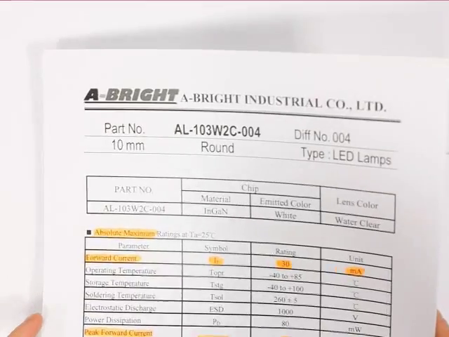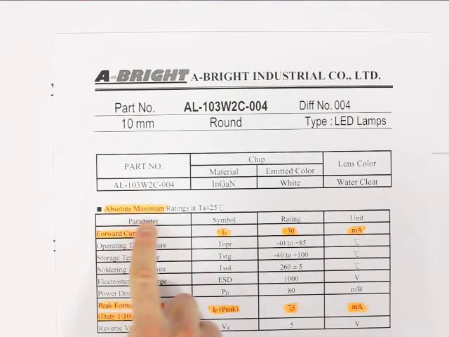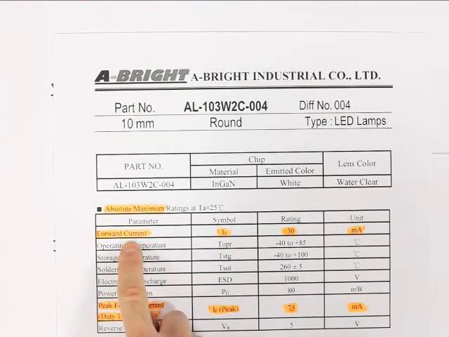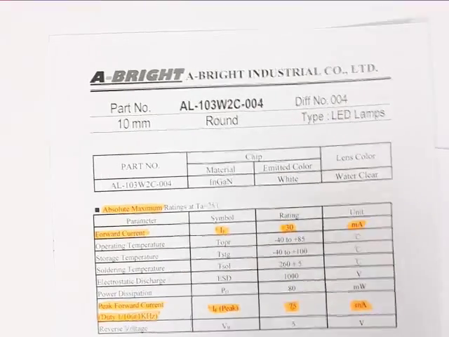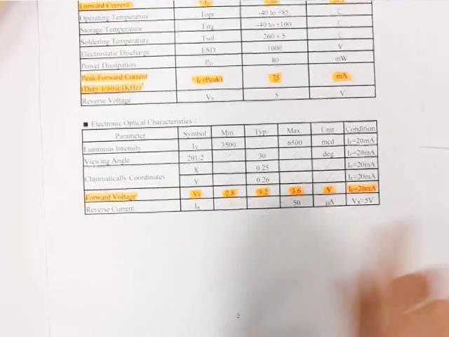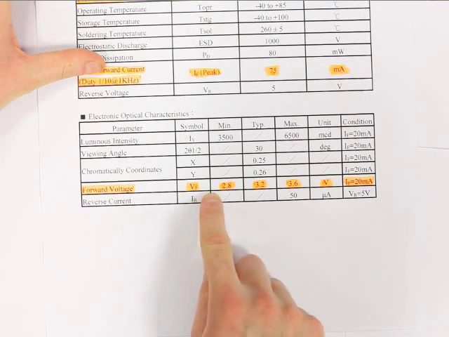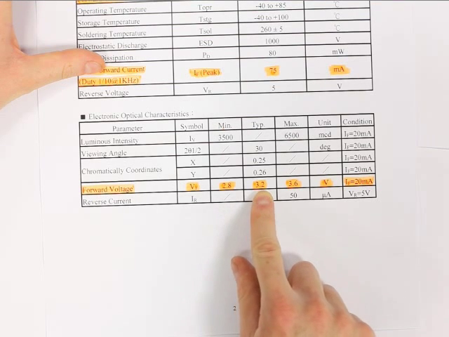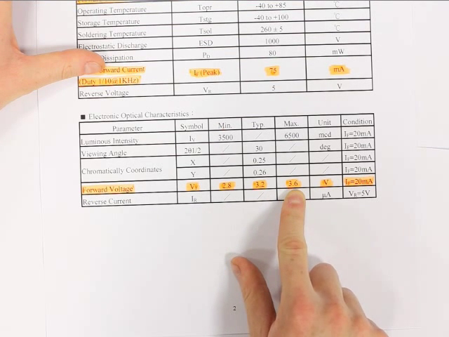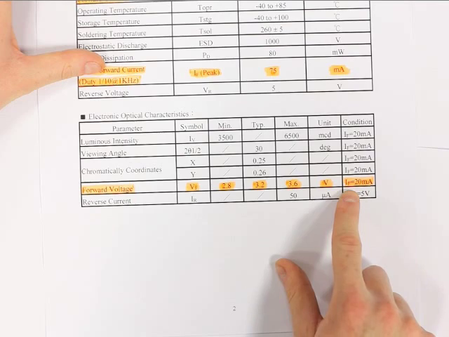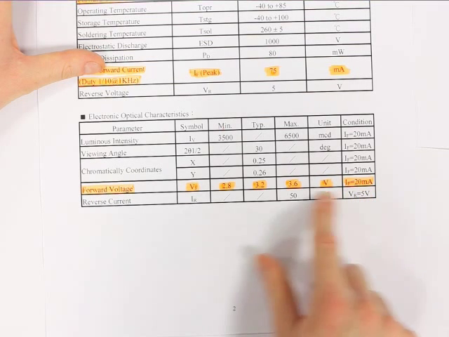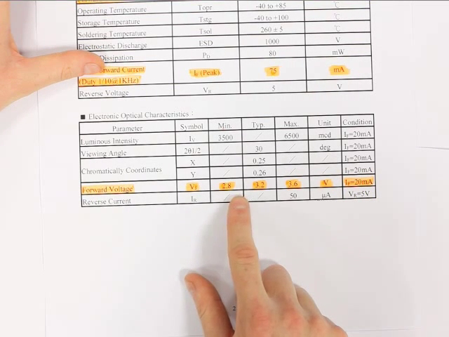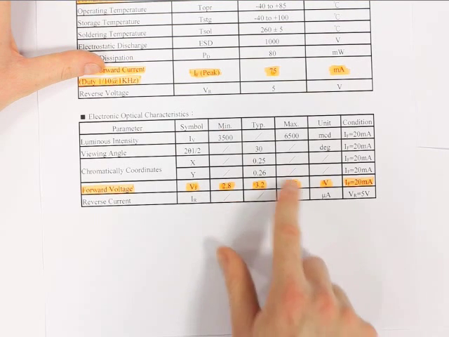Here we have it. It gives us some absolute maximum ratings, including a forward current, maximum 30 milliamps, which is also of interest. But as for our forward voltage down here, it lists a minimum of 2.8 volts, typical value of 3.2 volts, and maximum of 3.6. And that's at a typical forward current of 20 milliamps. So any individual sample of this LED could have a forward voltage anywhere in this range.